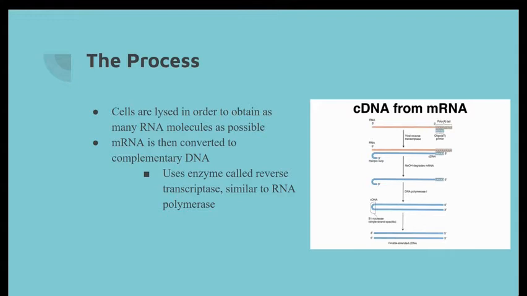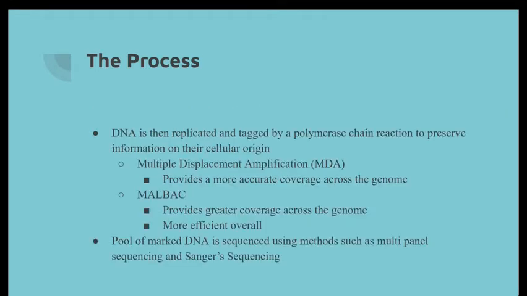Next, in the single-cell RNA sequencing process, the cells are lysed so that many mRNA molecules are collected. The mRNA is then converted to cDNA using an enzyme called reverse transcriptase. This process is clearly shown in the figure to the right. Next, similar to round 4 in the split sequencing method, the cDNA is replicated and tagged by PCR to preserve their information on their cellular origin.